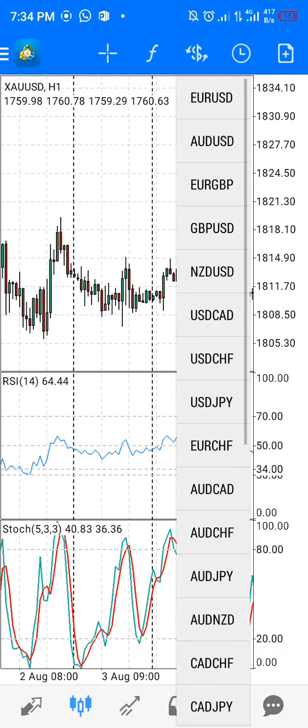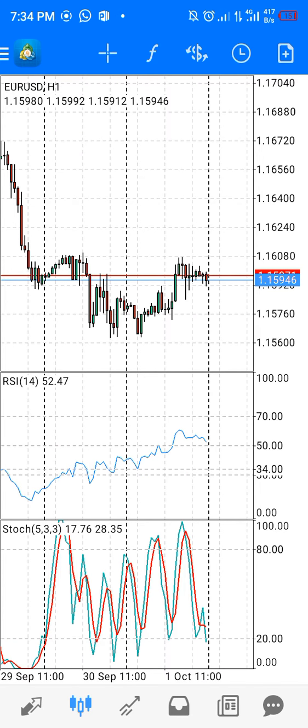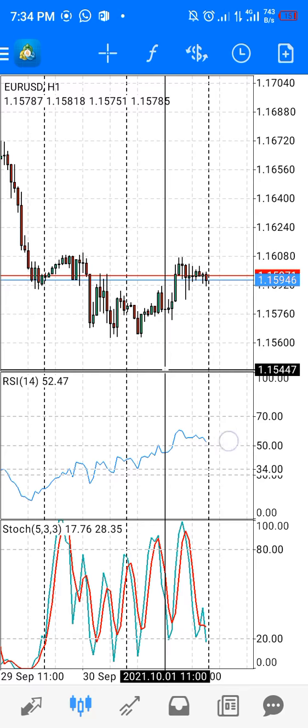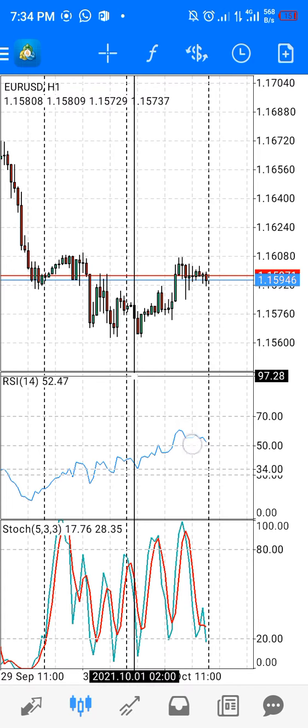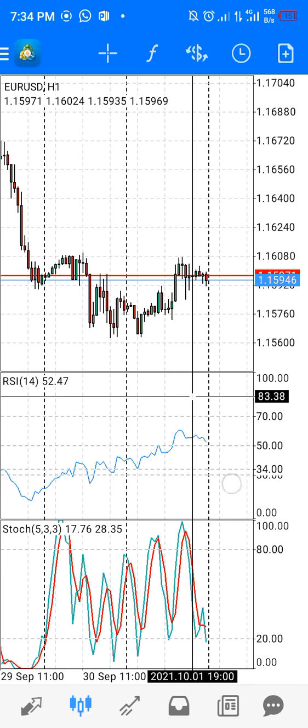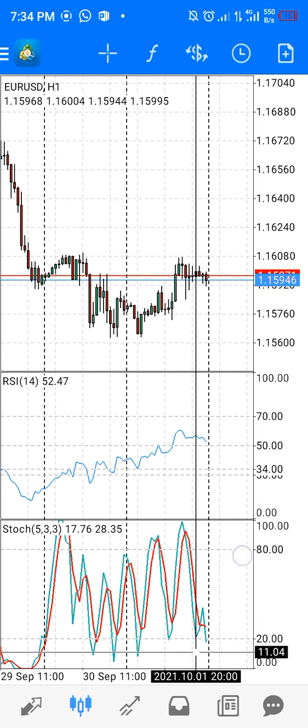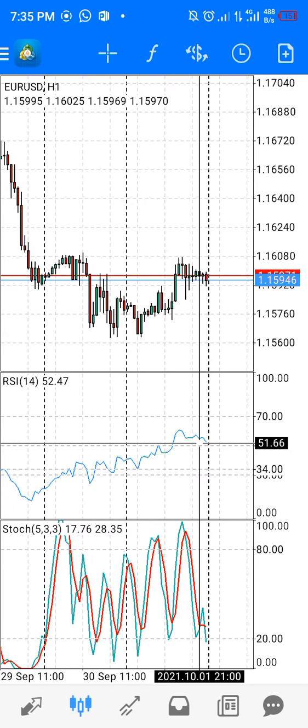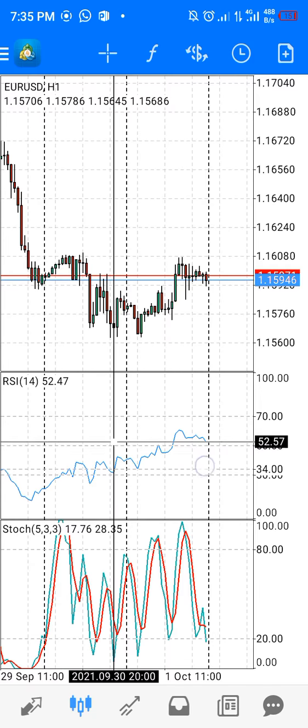Okay, let's check Euro USD if we can get anything like that. Now you can see, just take a look at this one. Our RSI is above the 50 level and stochastic is heading down to oversold. So once this stochastic gets oversold and RSI is still at the 50, you take your buy on Euro USD.